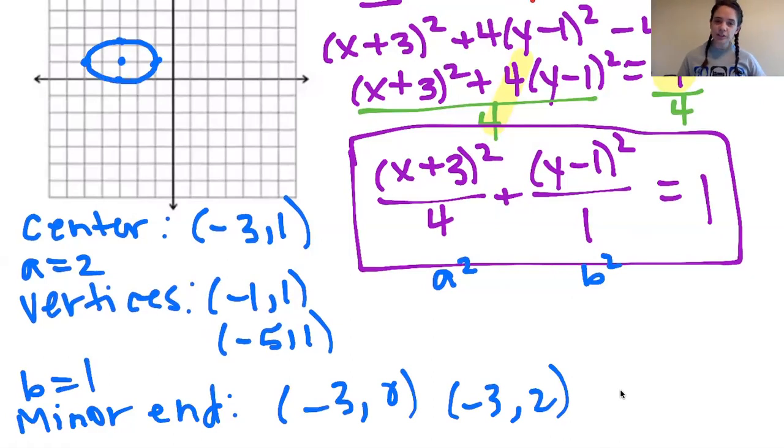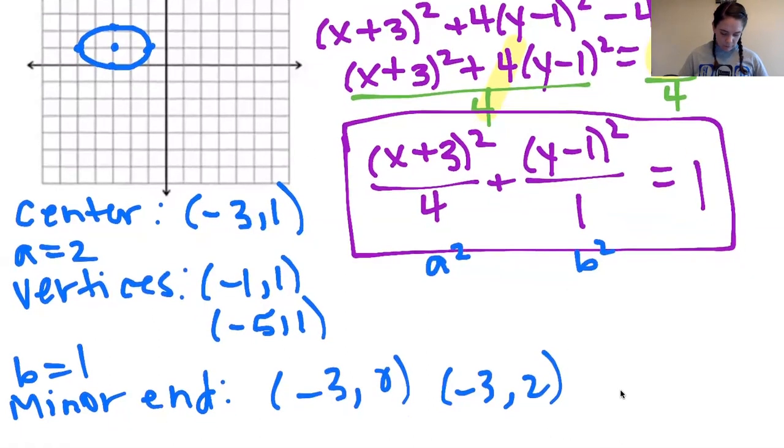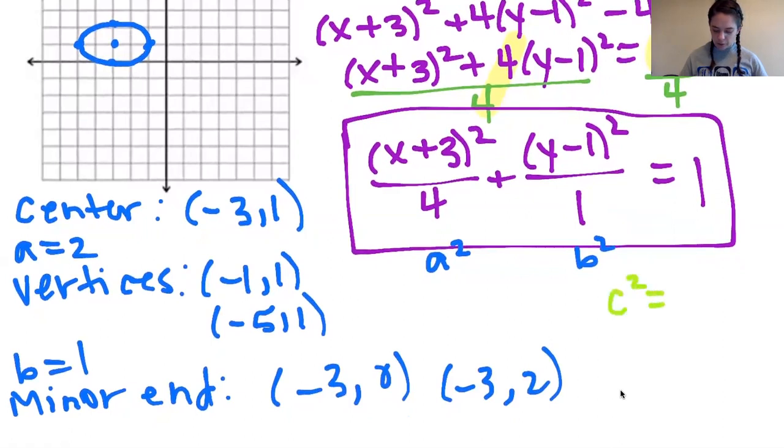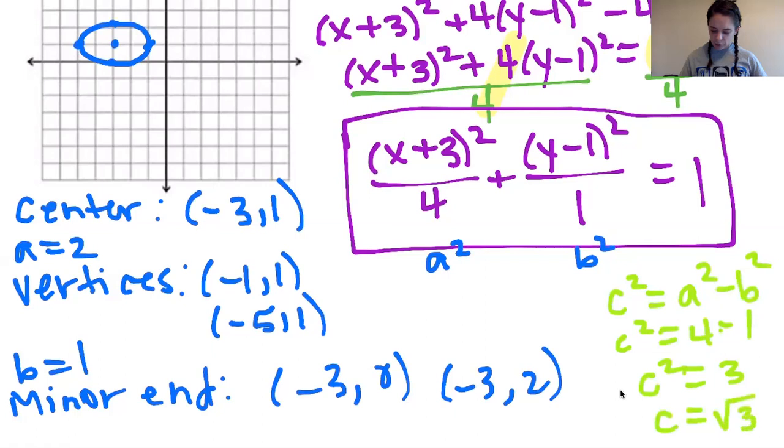And then the last thing we're going to talk about are the foci. So remember, c squared is a squared minus b squared. A squared was 4, b squared was 1. So c equals radical 3. We know that radical 3 is a little less than 2. So we are going to plot our foci a little bit less than 2 away horizontally from our center. This is a horizontal ellipse, so our foci need to be horizontal.